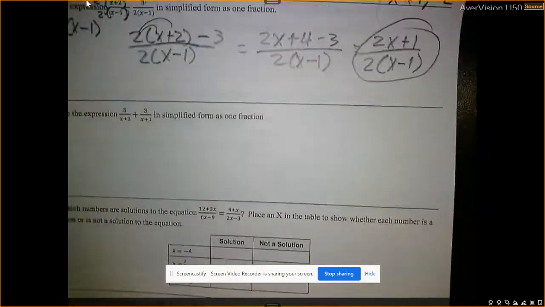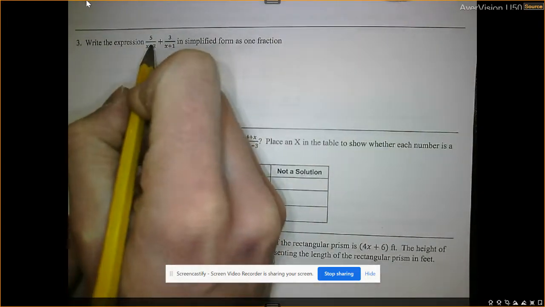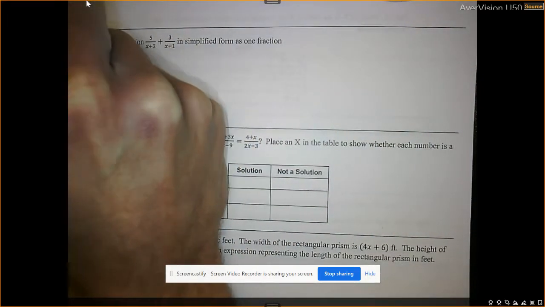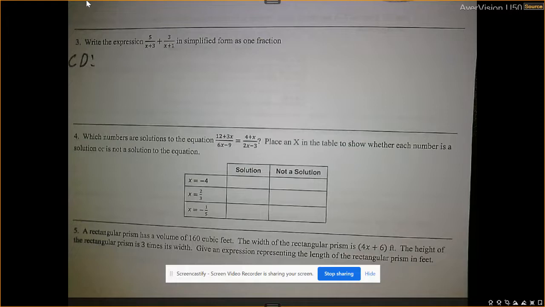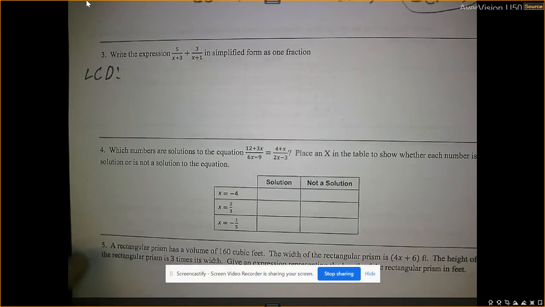Okay, moving on. Again, we're adding, so whenever you see adding or subtracting, you know you need a least common denominator. So you should be going to that.